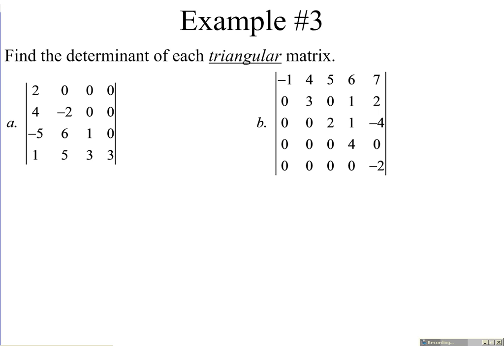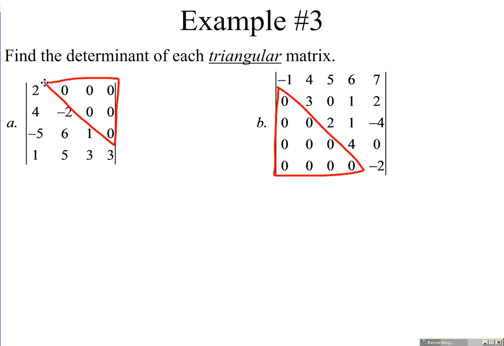Last one here. Find the determinant of each triangular matrix. If you look at these two matrices, it should be clear why they are called triangular matrices. First one has a triangle of zeros above the main diagonal. Second one has a triangle of zeros below the main diagonal.